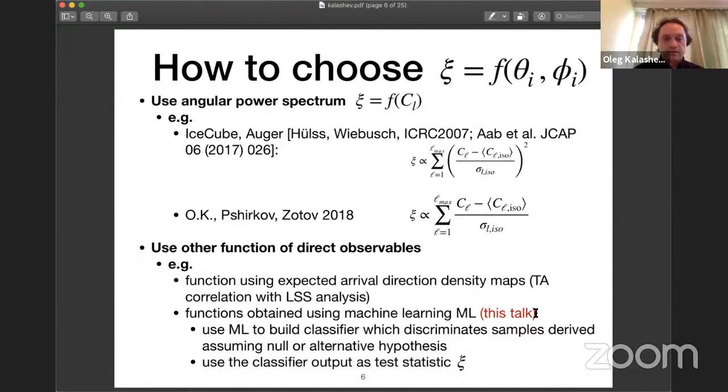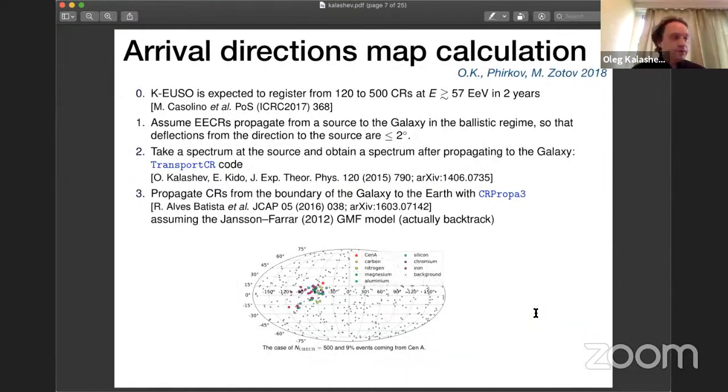convolutional neural networks. The basic idea here is to build a classifier which would discriminate the maps which were generated assuming an isotropic distribution and maps generated assuming some alternative hypothesis is valid. The first step in this procedure is, of course, map calculation. The calculation is done in the following way. We emit a number of events, from 100 to 500. And for simplicity, we assume that deflection angles in the extragalactic magnetic field are small enough, and we only take into account the deflection angles in the galaxy.